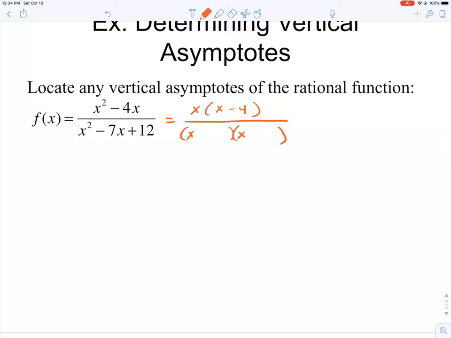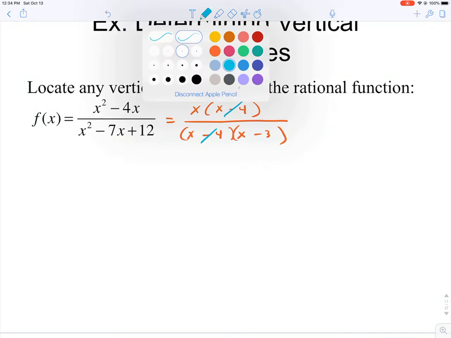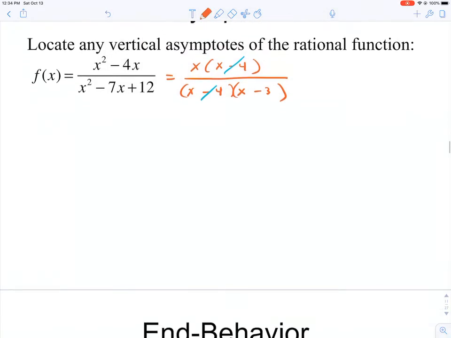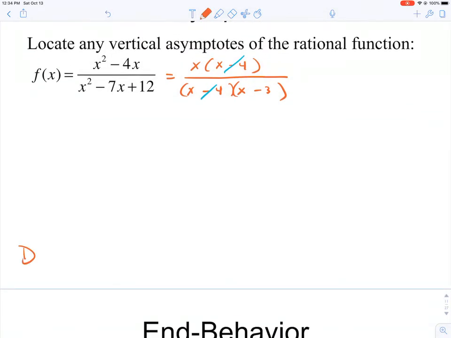The denominator will factor to x minus 4 times x minus 3. Okay, so we have a common factor in the numerator and denominator here. But remember, you need to think domain restrictions before you do any major simplifying. Same thing as back in like chapter 1 when we were combining functions. So we know the domain is going to be all real numbers except 3 and 4.